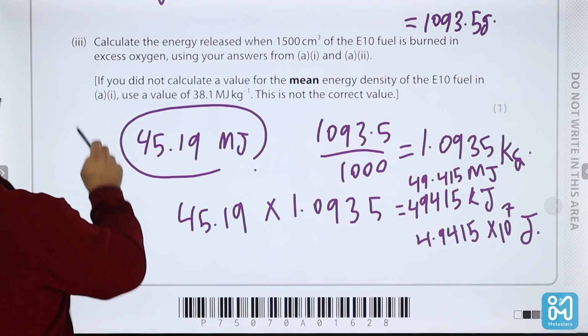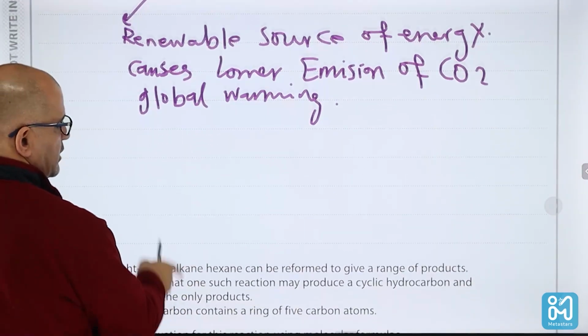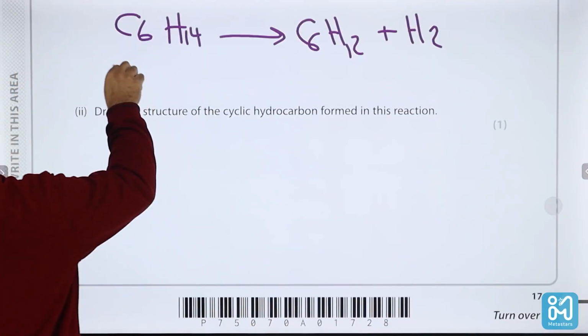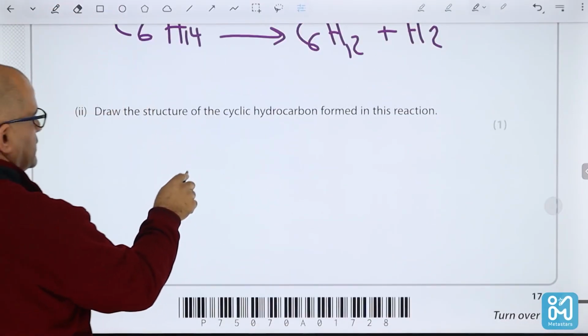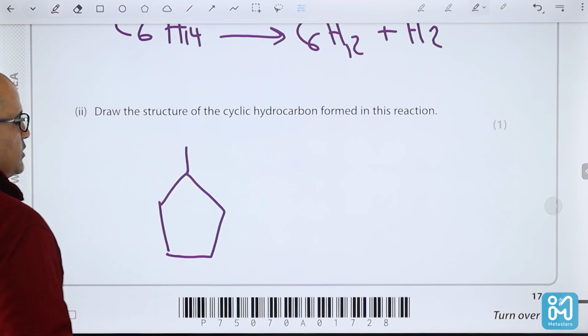Now he's asking you to draw the structure of the cyclic hydrocarbon. So the structure of the cyclic hydrocarbon contains a 5-carbon ring. So that's it.